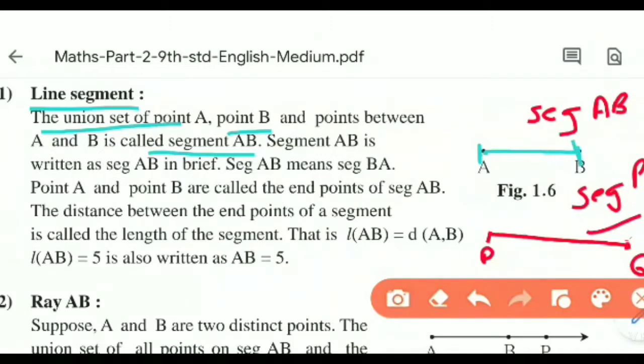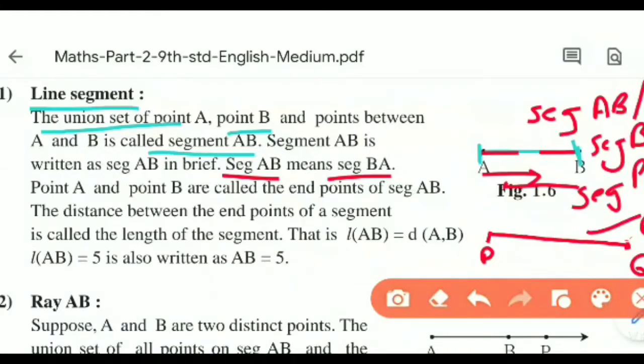Then seg AB means seg BA. You can read it from this way, otherwise this way. We can read it as seg AB or seg BA. You can read in this way also and in this way also. And here seg PQ or seg QP. We can read in both ways.